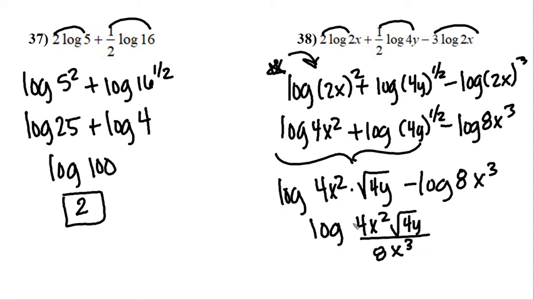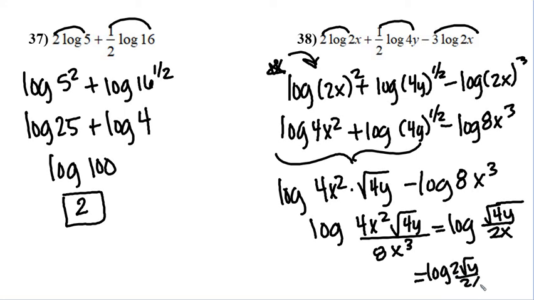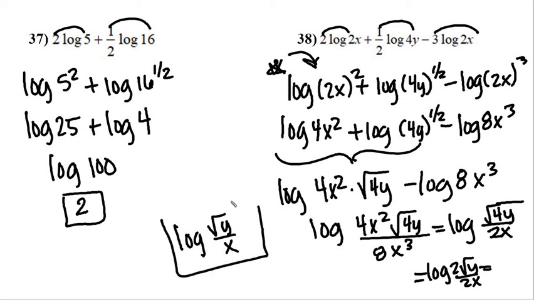So obviously here now I can do some simplification. So this is going to give me log. So 4 over 8 is 1/2. X squared over x cubed is x, and I'm left with the square root of 4y. And we know that 4 is a perfect square, so I'm going to have log of 2 square root of y over 2x, and those 2's will go away, and that's going to give me a final answer of log square root of y over x.